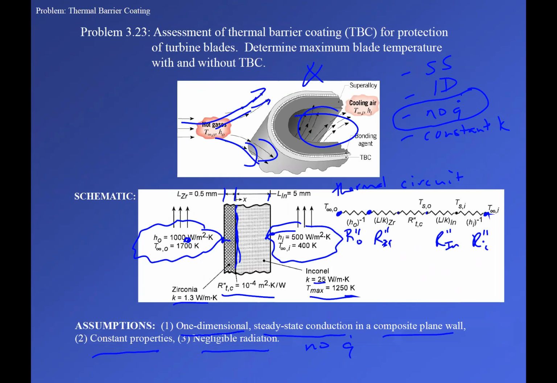So the other thing we can draw here is our heat transfer. In this case, it's heat flux because we don't have any cross-sectional area. So we have our heat flowing from left to right, high temperature to low temperature. So part A, the only part we're going to be covering, is looking at the maximum blade temperature with and without the thermal barrier coating.